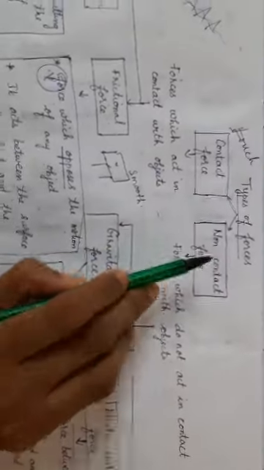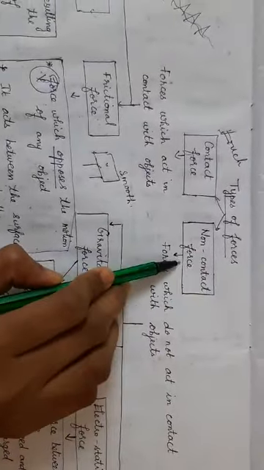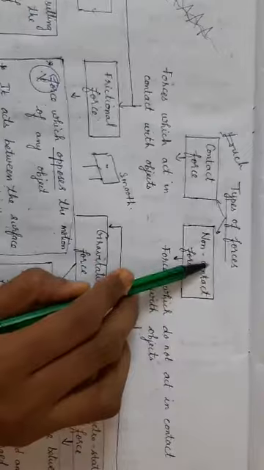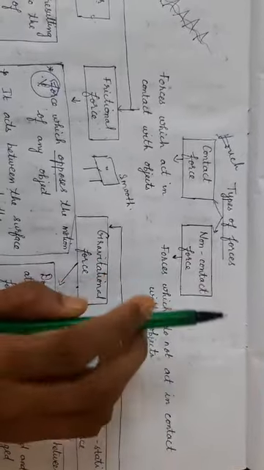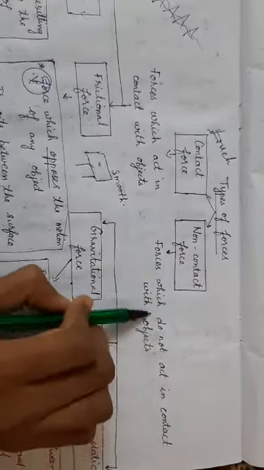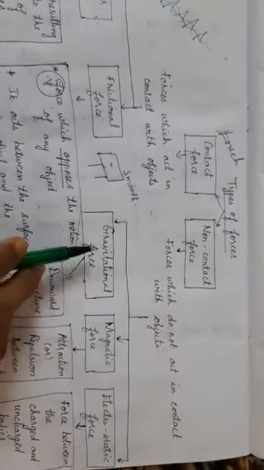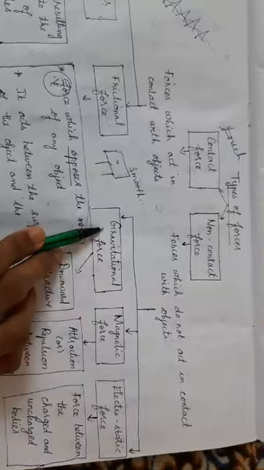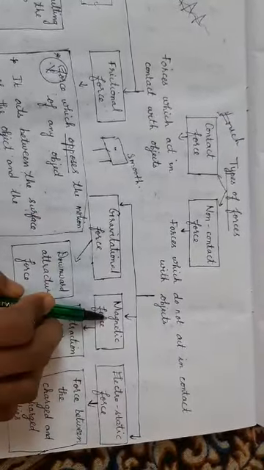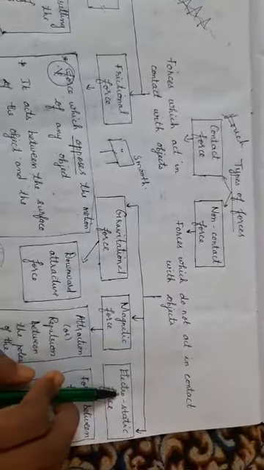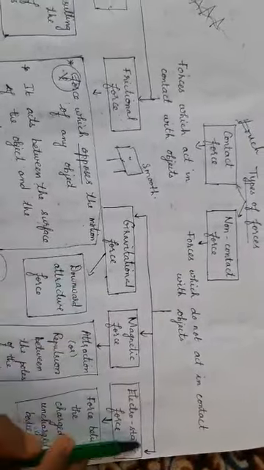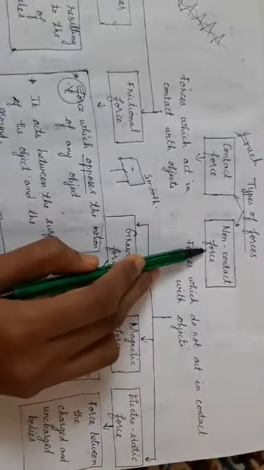So the next type of force is non-contact force. As the name indicates, what does it mean? That is, the objects are not in contact. So what could be the forces of such type? Gravitational force, magnetic force, and electrostatic force. Do you agree with me that these three are examples of non-contact force?